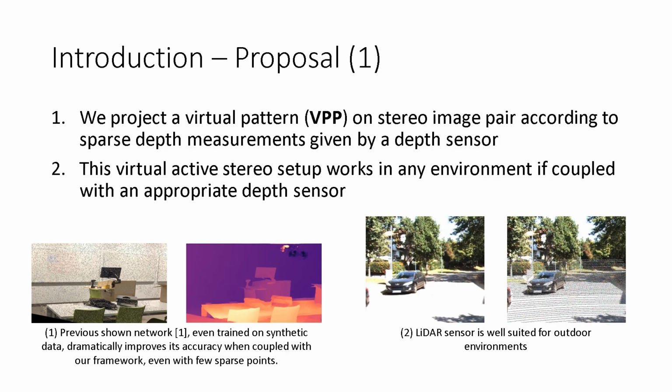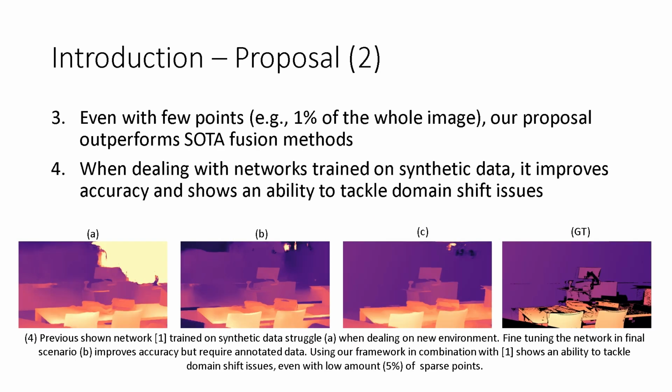Inspired by Active Stereo, our technique, dubbed VPP, virtually projects a pattern into the stereo image pair, according to sparse depth measurements. We assume a calibrated setup composed of a stereo camera and a depth sensor appropriate for the final environment. Our proposal outperforms state-of-the-art fusion methods, even with few depth points, such as 1% of the whole image. Finally, as shown in the figure, the virtual pattern reduces the domain shift issue without requiring an additional training procedure.